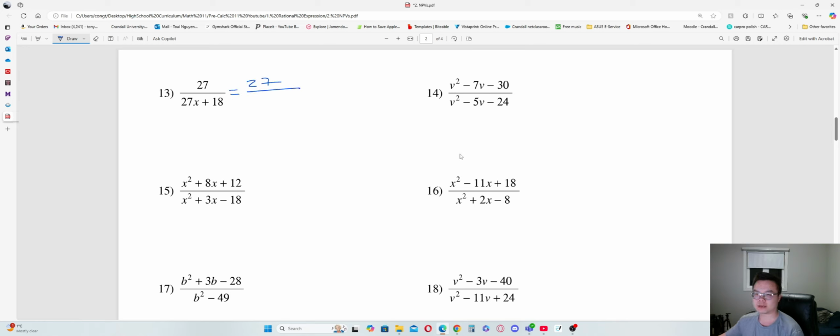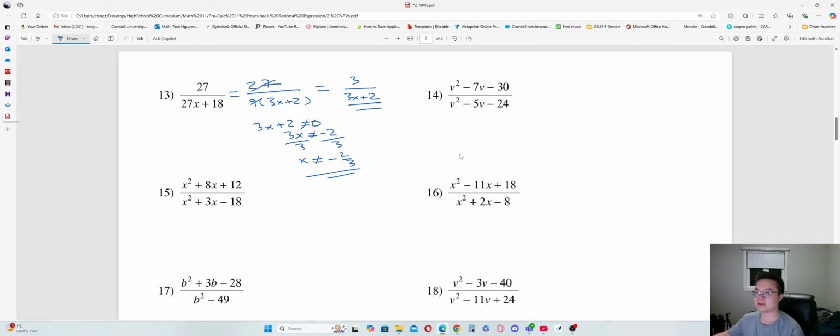So I can take 9 out. So I have 3x plus 2. Then I can cross this out by dividing by 9. So I will have 3 over 3x plus 2. I want to use this. So 3x plus 2 not equal to 0. I will have 3x not equal to minus 2, divided by 3. Then I will have x not equal to negative 2 over 3.